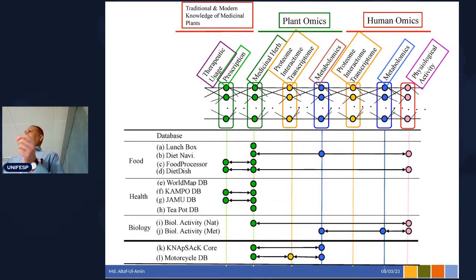In such a way, we can make many different types of interaction networks among the human omics molecules and plant omics molecules. Also, within any one level, for example, human proteins, they interact with each other to do all the molecular functions in the cell. So we can create many networks.